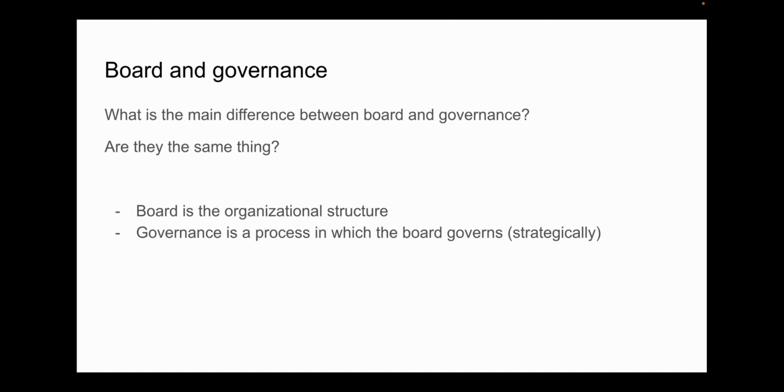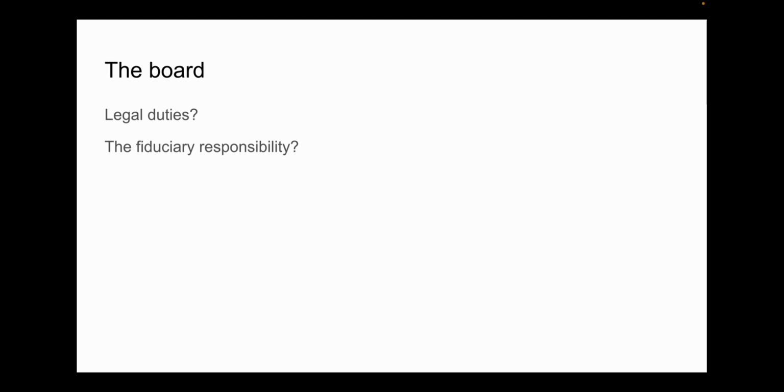But in general, board refers to the organizational structure. You have the board of directors, so this is the structure there. While governance more refers to the process in which the board governs. Usually, the board of directors decide the strategies or plan strategically for the organization. So there are two parts of duties the board of directors need to consider.